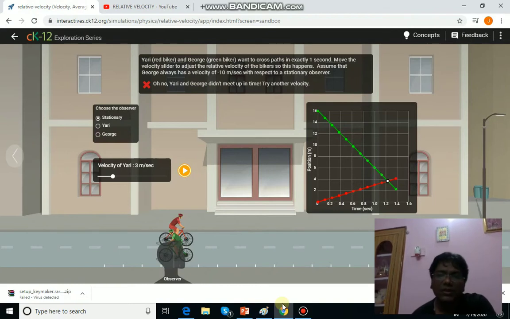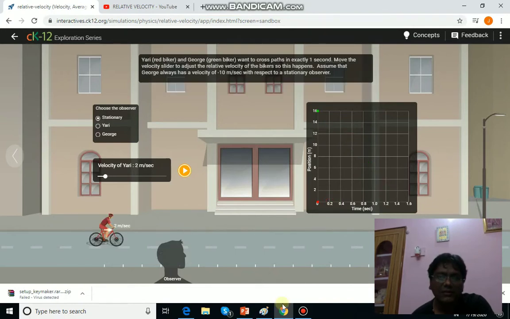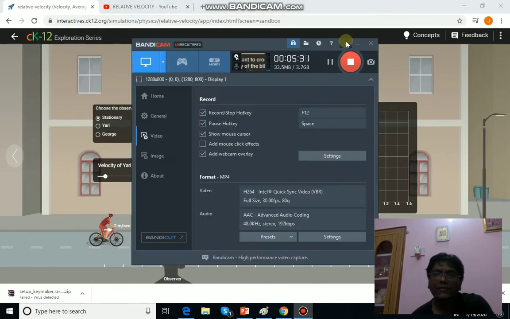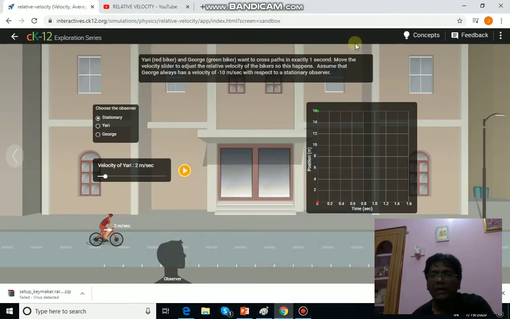In this simulation, there are two cyclists. The green one is traveling with the higher velocity and the red one with the lower velocity. You have to identify the correct velocity by which they can cross each other in 1 second, according to this graph. Don't consider it as a normal clock second; the time is slightly elapsed so that you can observe the motion very carefully.